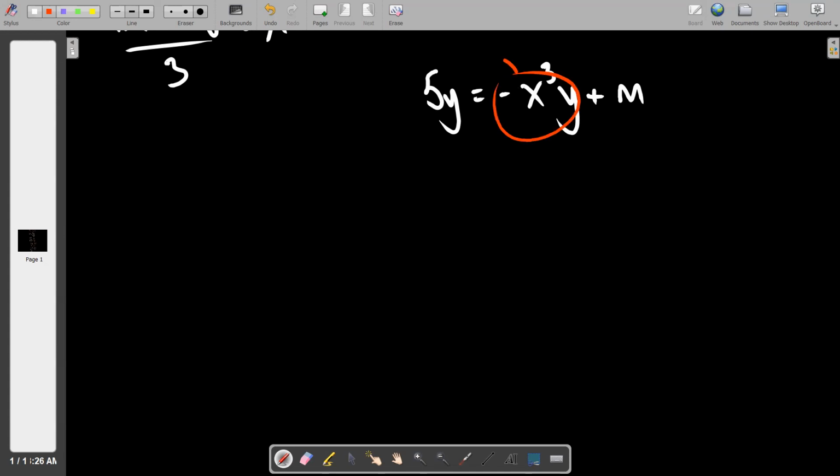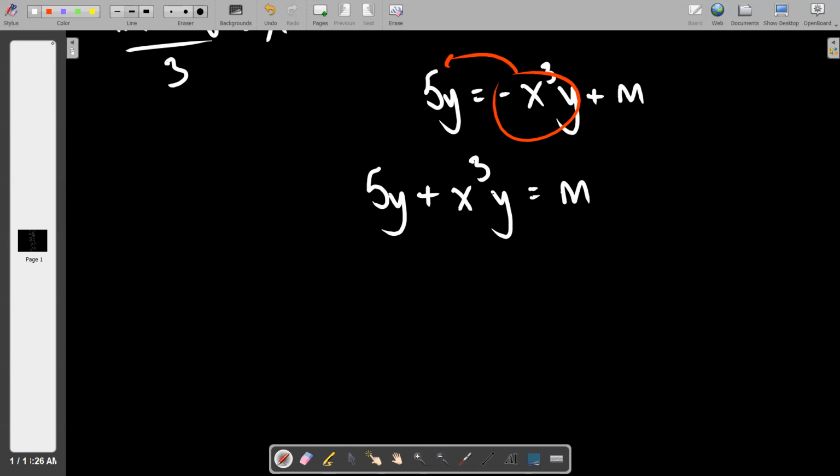Right. This whole chunk, good job, needs to go to the left side. We want our y's on the same side. So on the right side, we're going to have our 5y still just sitting there. We're going to add to it x cubed y, and that's all going to be equal to m. And again comes the power play. How do you get that y to go from having 2 of himself down to 1?